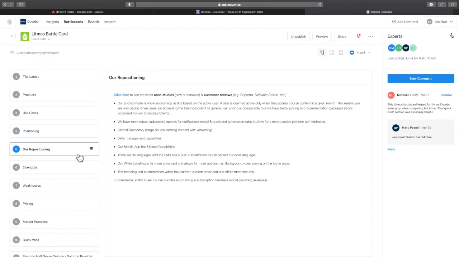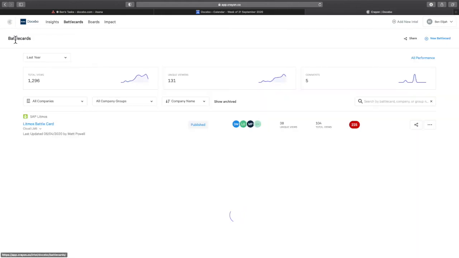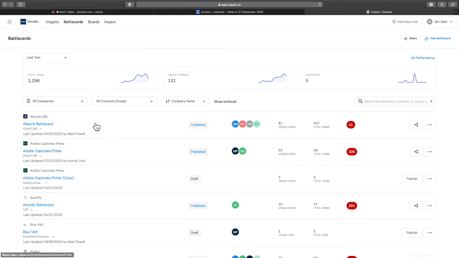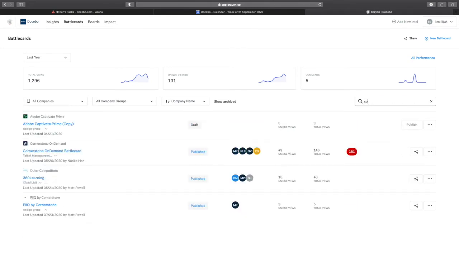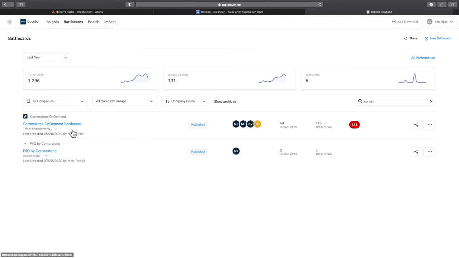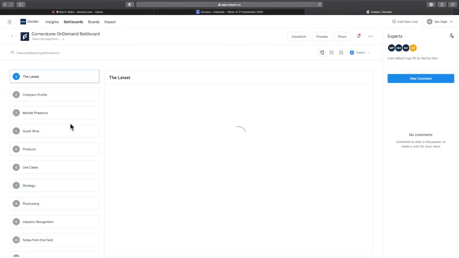So that's a very, very brief introduction to how we might use Crayon if we're up against Litmus. Let's think about someone else. So let's say, I don't know, let's pretend that we're up against Cornerstone. There we go. So again, we'll get the same.